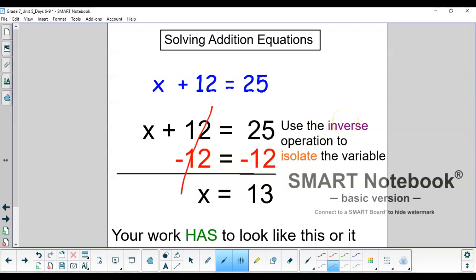And this kind of makes sense because I know that 13 plus 12 is the only way to make 25. If I have something plus 12 equals 25, the only thing x could be is 13, but we just proved that mathematically.